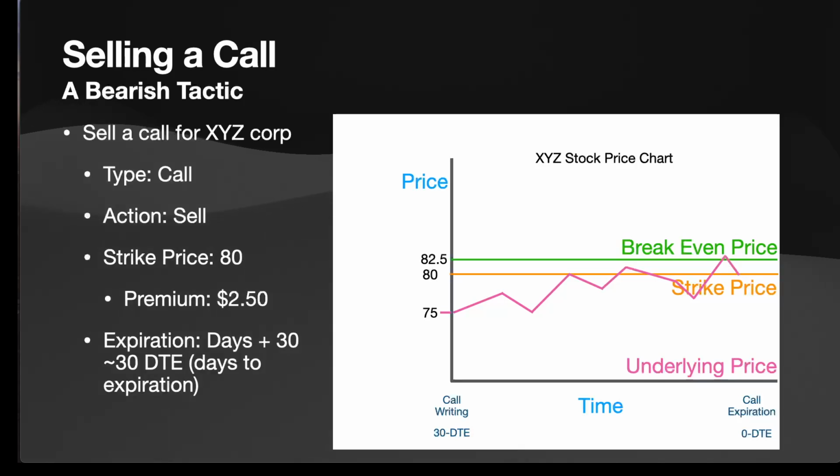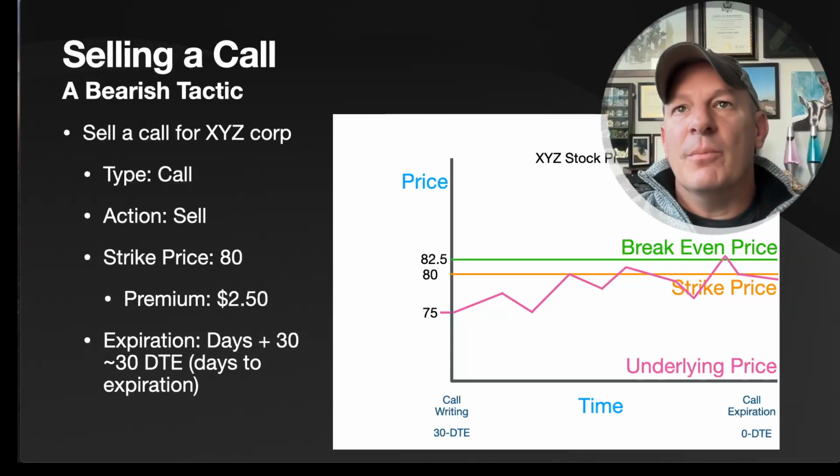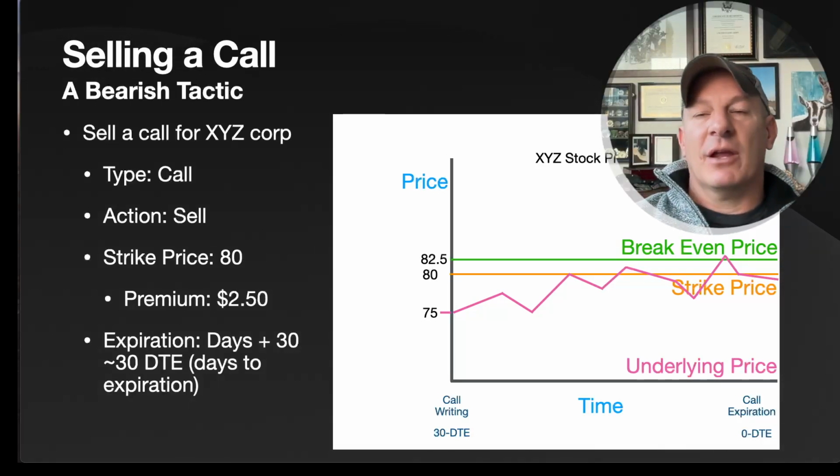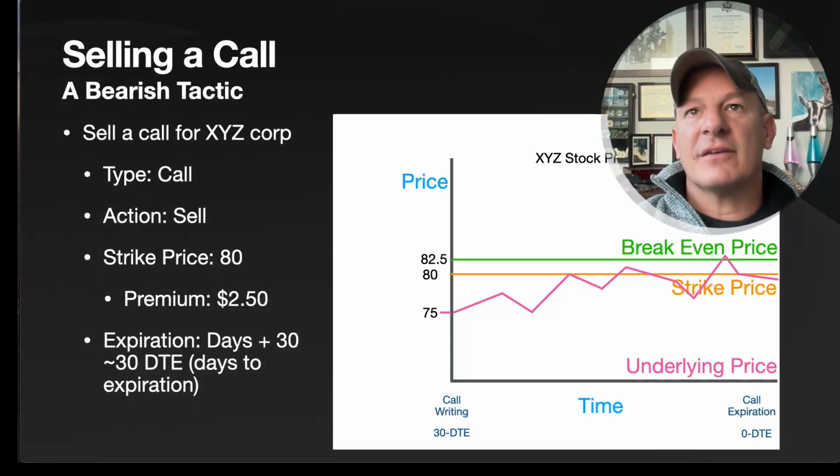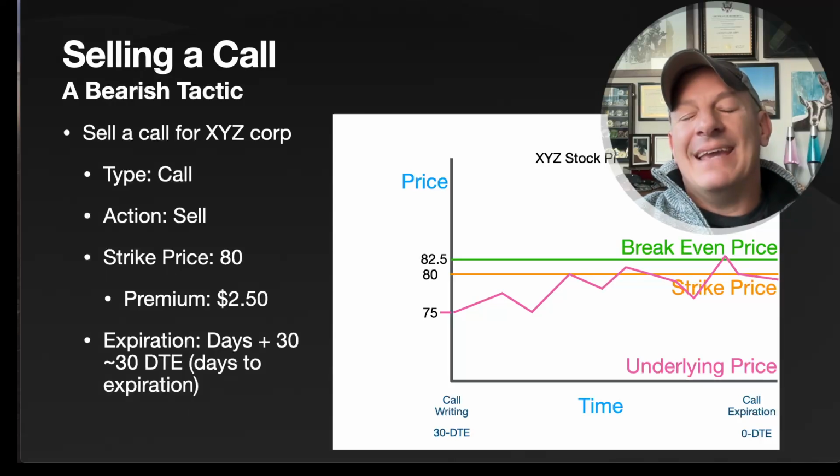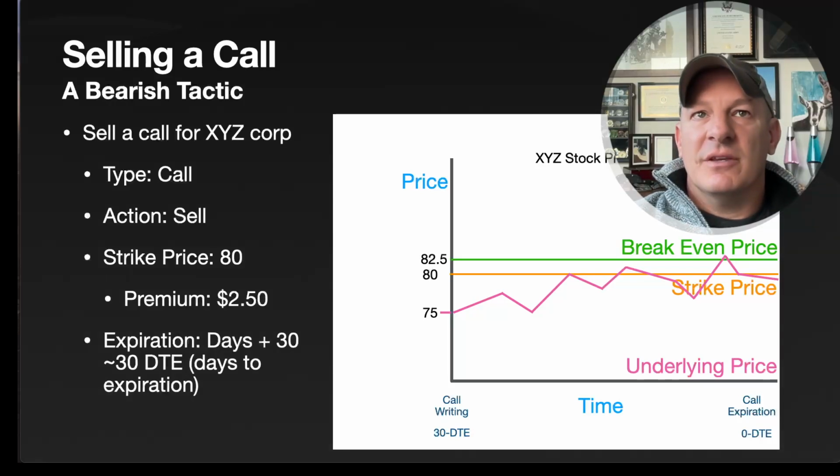So as time goes on, we'll just run this thing out. And then if it expires out of the money, right? So below the strike price on the call, what ends up happening here is that we end up making that premium, right? So as the seller, our max gain is going to be the premium that we received.